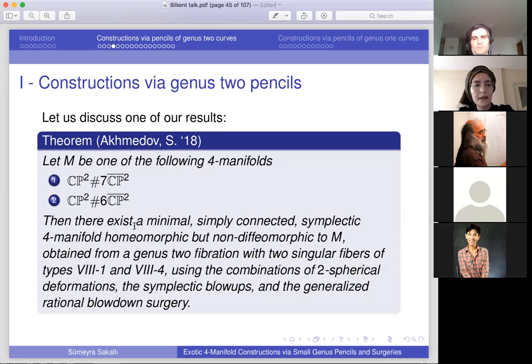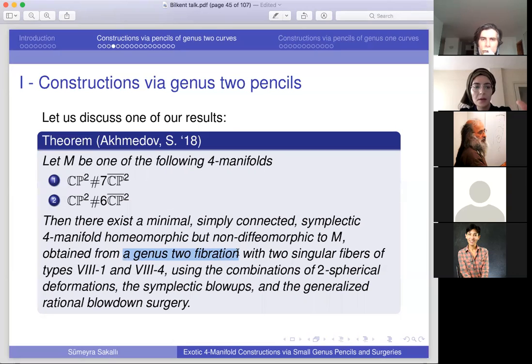So let's say M is one of the following four manifolds, either CP2 blown up at 7 or 6 points. Then for each of them, we show that there exists a minimal and simply connected and symplectic four-manifold, which is an exotic copy of M. And in our work, we obtain these exotic manifolds from a specific fibration. These are Genus 2 fibrations.